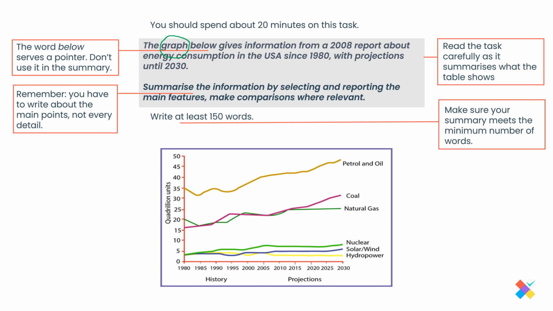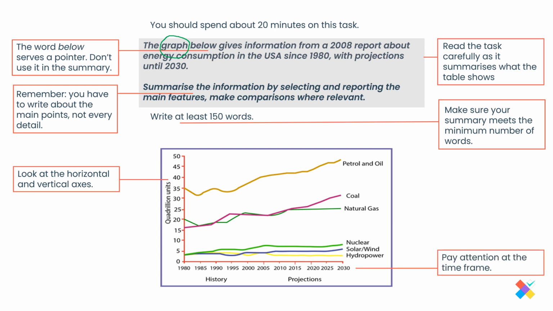And then we have to deal with the visual cue. You have to be very careful to look at the horizontal axis and the vertical axis. Here on the horizontal axis we have the timeline with increments of 5 years all the way till 2030. And then on the vertical, you have the measurement units. You have quadrillion units, again, increments of 5 until 50. So you have to be very careful about this.